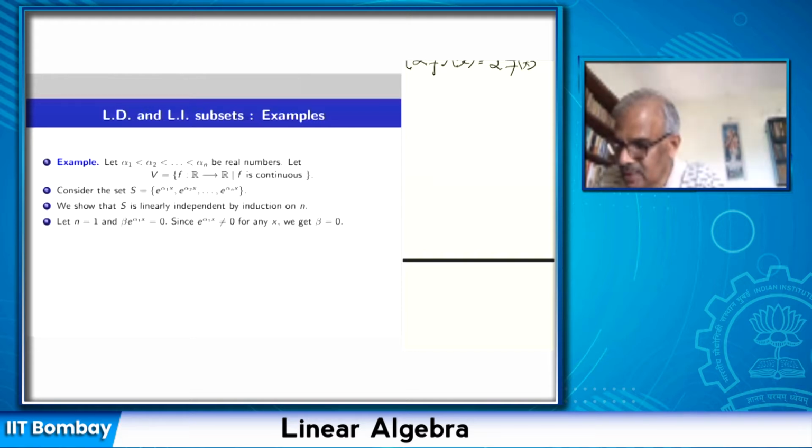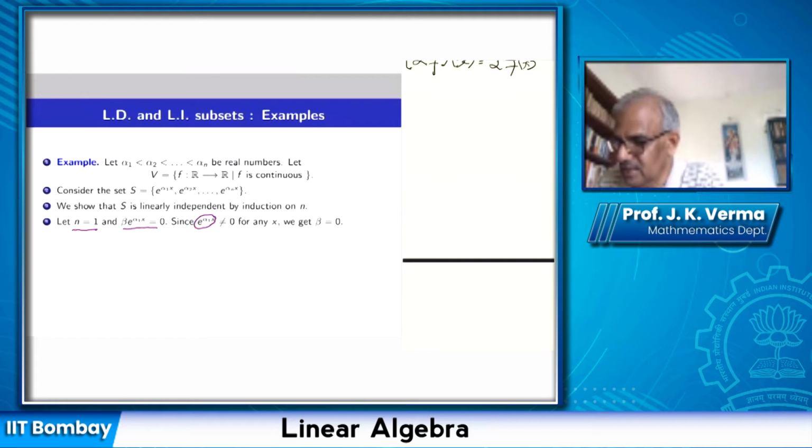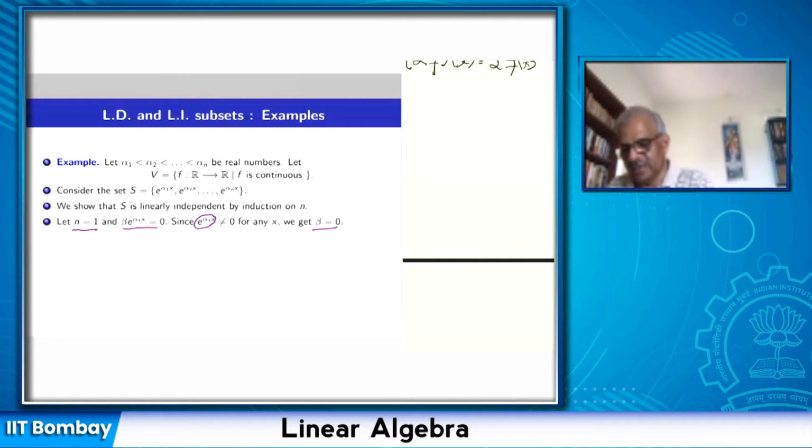When we have n equal to 1, I have e to the power alpha 1x, and suppose that beta times e to the power alpha 1x equal to 0. But we know that this exponential function is never 0. So I can divide by e to the power alpha 1x for any x and get beta equal to 0. This actually is true in general: a non-zero vector in any vector space is linearly independent. In this case, our non-zero vector is this exponential function, and we have shown that it is linearly independent by itself. So this statement, that the set e to the power alpha 1x, alpha 2x, up to alpha nx is linearly independent, has been proved for n equal to 1.